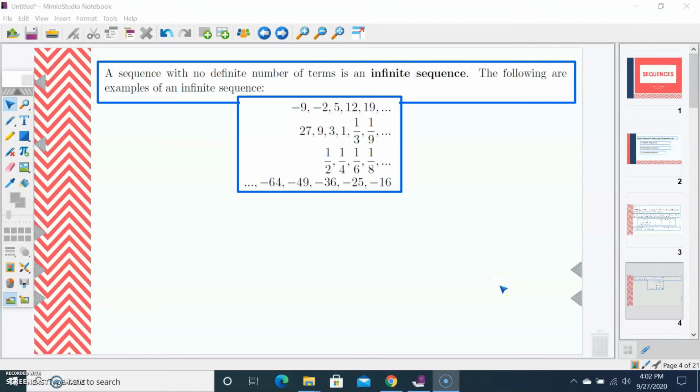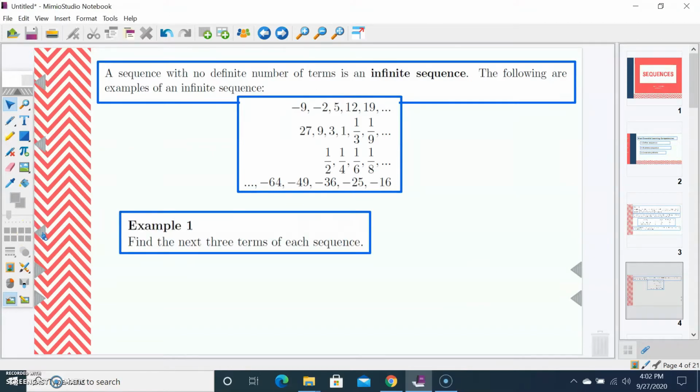So let's solve now some examples of sequences. Let's have example number 1. Here, for example number 1, we must find the next 3 terms of each sequence. Let's have the first one.